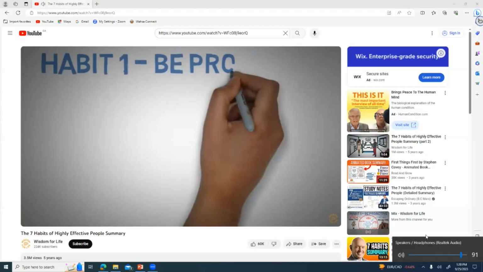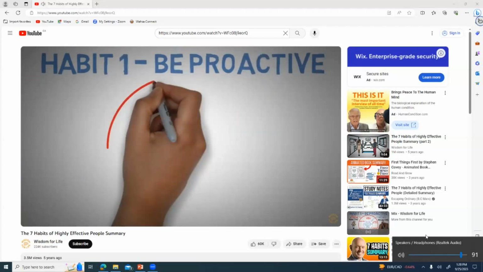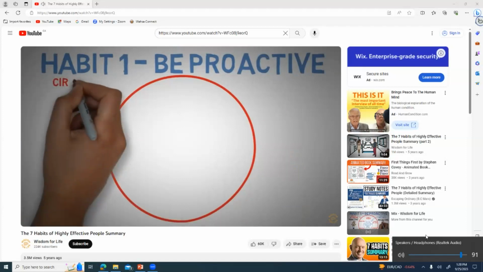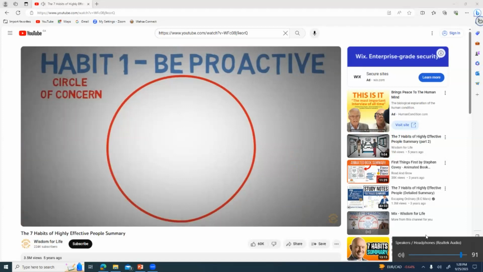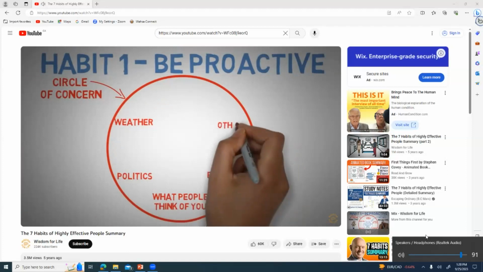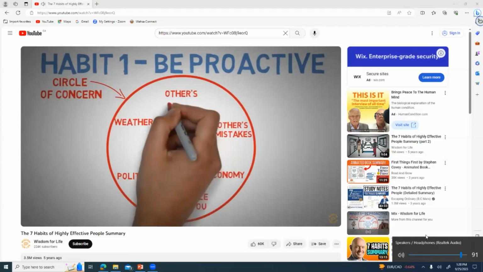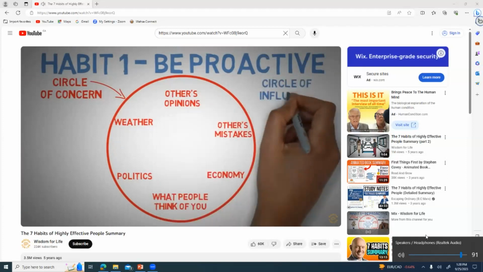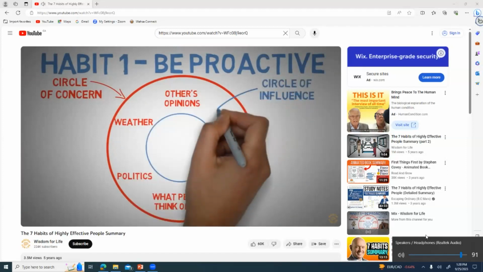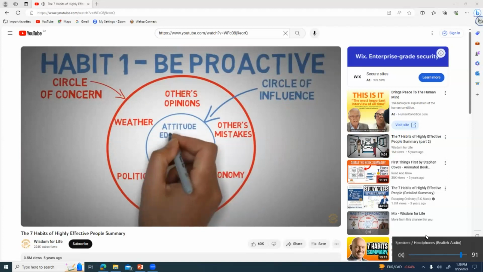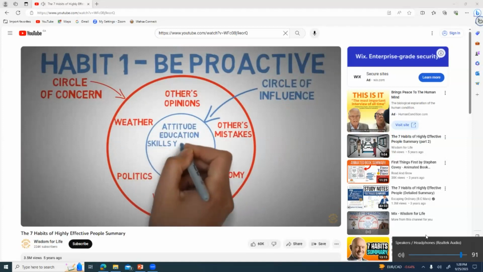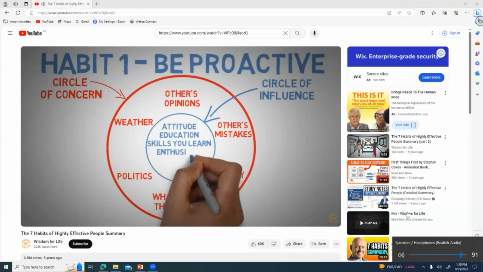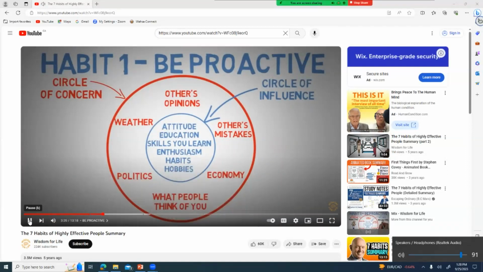Habit 1 is be proactive. Let's look at something called the circle of concern and the circle of influence. The circle of concern consists of all the things that are out of your control, like the weather, politics, what people think of you, the economy, other people's mistakes, and other people's opinions. The circle of influence consists of all the things you can control, your attitude, what you read, what skills you learn, your enthusiasm, how you spend your free time and who you spend it with, your habits and hobbies, and so on.